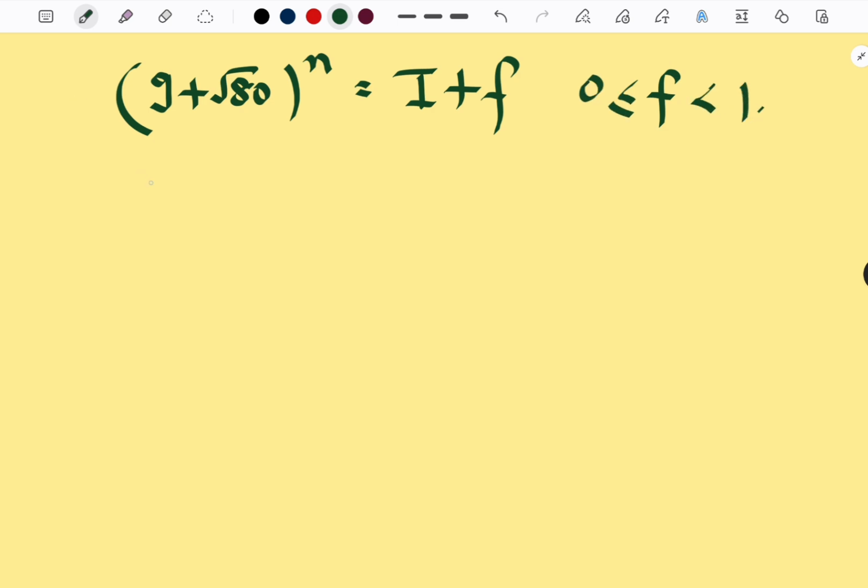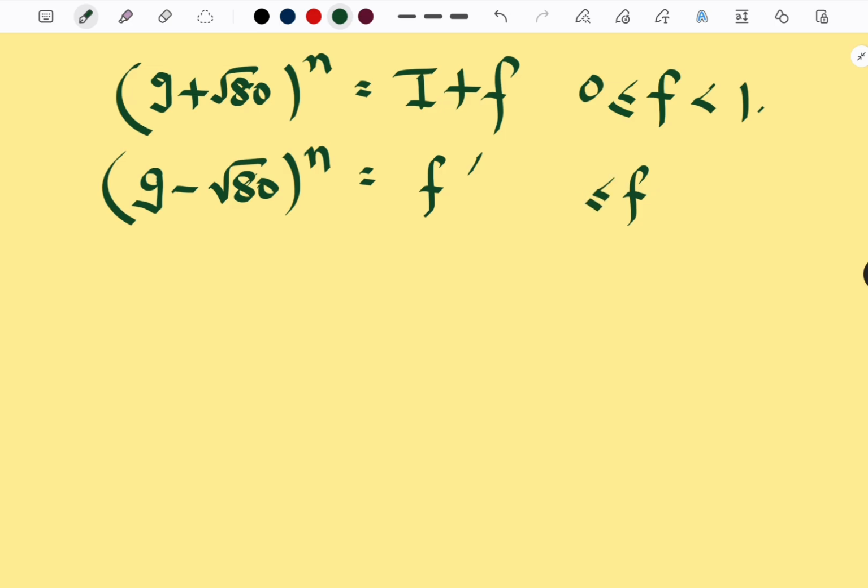And if 9 plus root 80 to the power n is given, we'll consider 9 minus root 80 to the power n to be equal to some f', where f' belongs to (0, 1). Why have we written it like this? Root 80 is obviously less than root 81, which is equal to 9, so 9 minus root 80 will be positive. But this value is obviously 0 point something, and when 0 point something is raised to the power n, it will give you the fractional part only. So this is the reason.